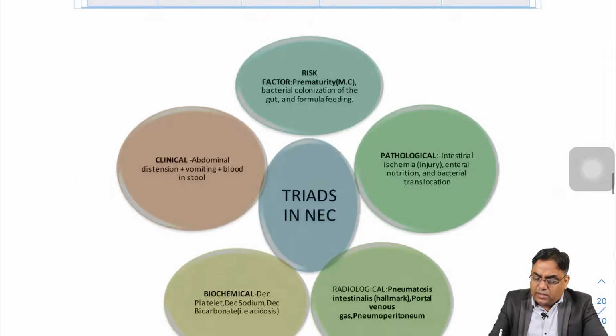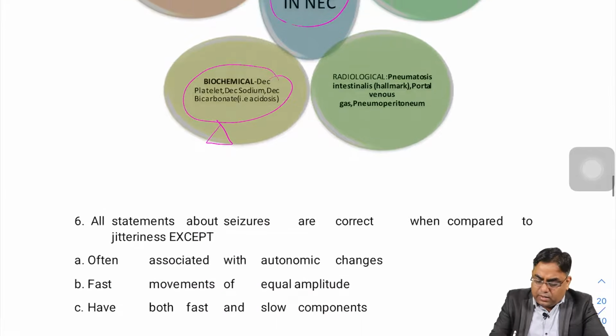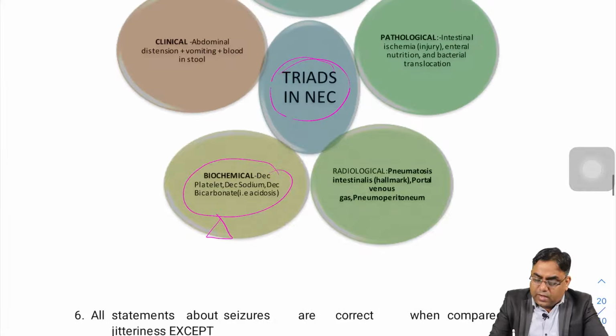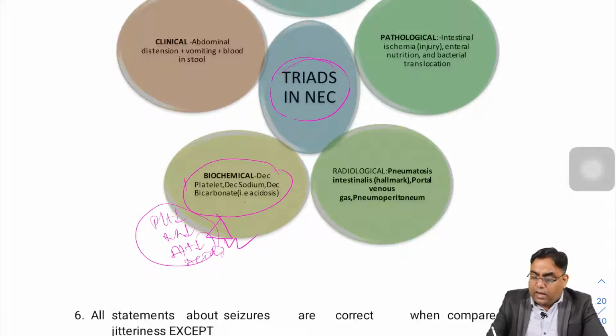Now, the triads in NEC is very, very important. Okay. The biochemical triad includes the acidosis, platelet will be decreased, sodium will be decreased, hyponatremia, and H plus will be decreased, that is acidosis. Okay. So, this is the biochemical triad. And the clinical triad is abdominal distension, vomiting, and blood in stool. Okay, so these two triads are very important. Radiological triad we have discussed: pneumatosis intestinalis, portal venous gas and pneumoperitoneum.